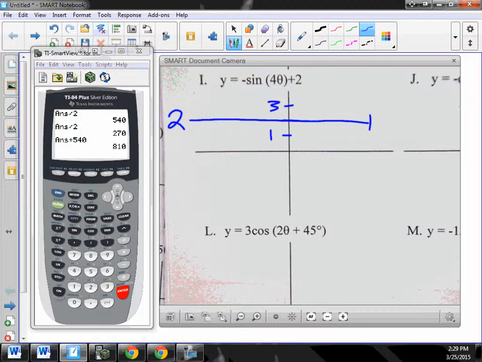And the period ends at 90, so the halfway point is 45. The 1/4 mark, not 30, 22.5. And the 3/4 mark would be 67.5. And it's an upside down sine graph, so middle, bottom, middle, top, middle.